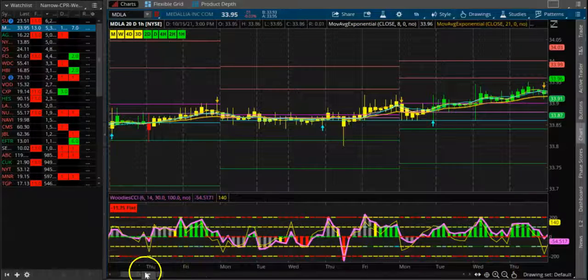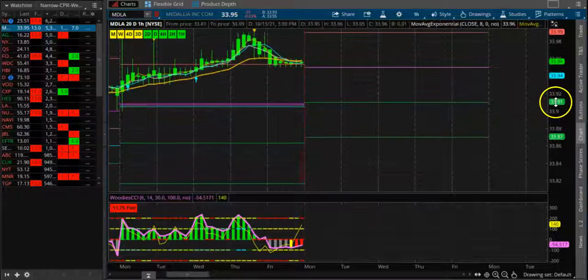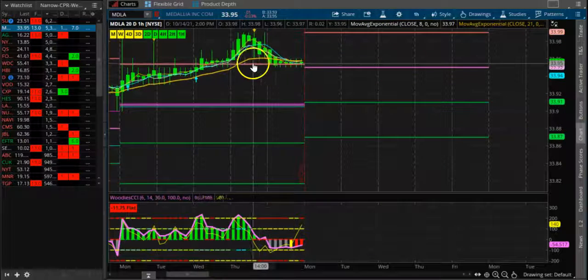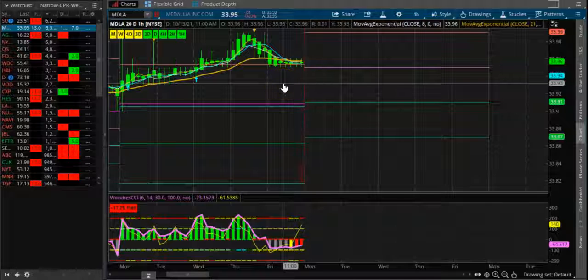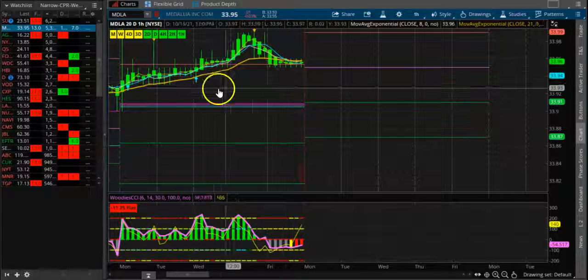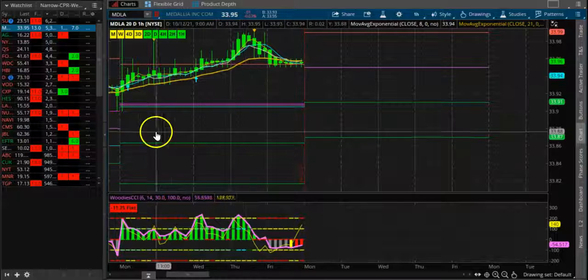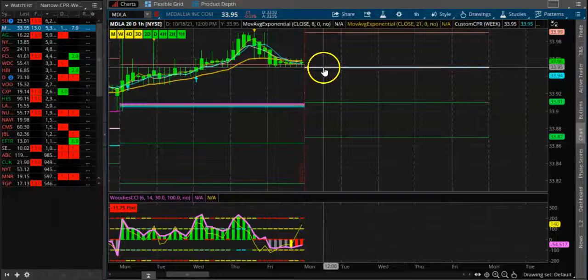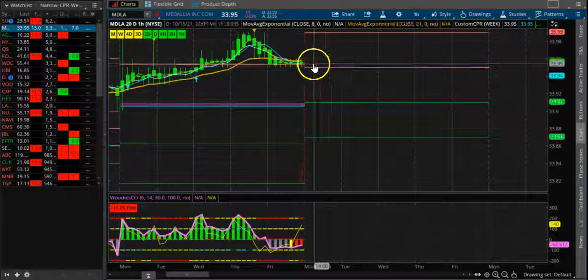Let's expand. You can see that it's hovering around the resistance of R1. Sorry, R1 here, support one is here. Now the next day is a narrow CPR, so we can expect there's going to be a trending day.